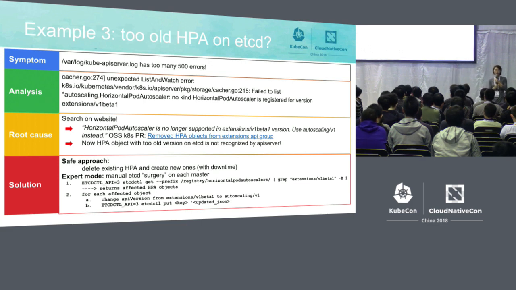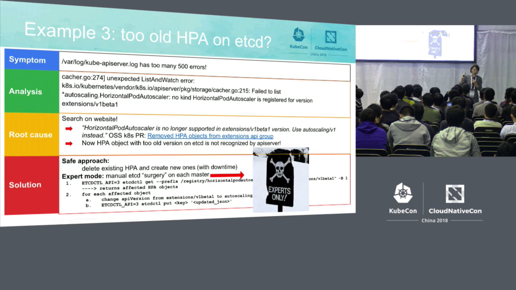But if you really do not want a control plane with downtime, there is manual etcd surgery that you can do. But keep in mind that messing with the raw data is always dangerous. You had better make sure that what you're doing has a backup plan.